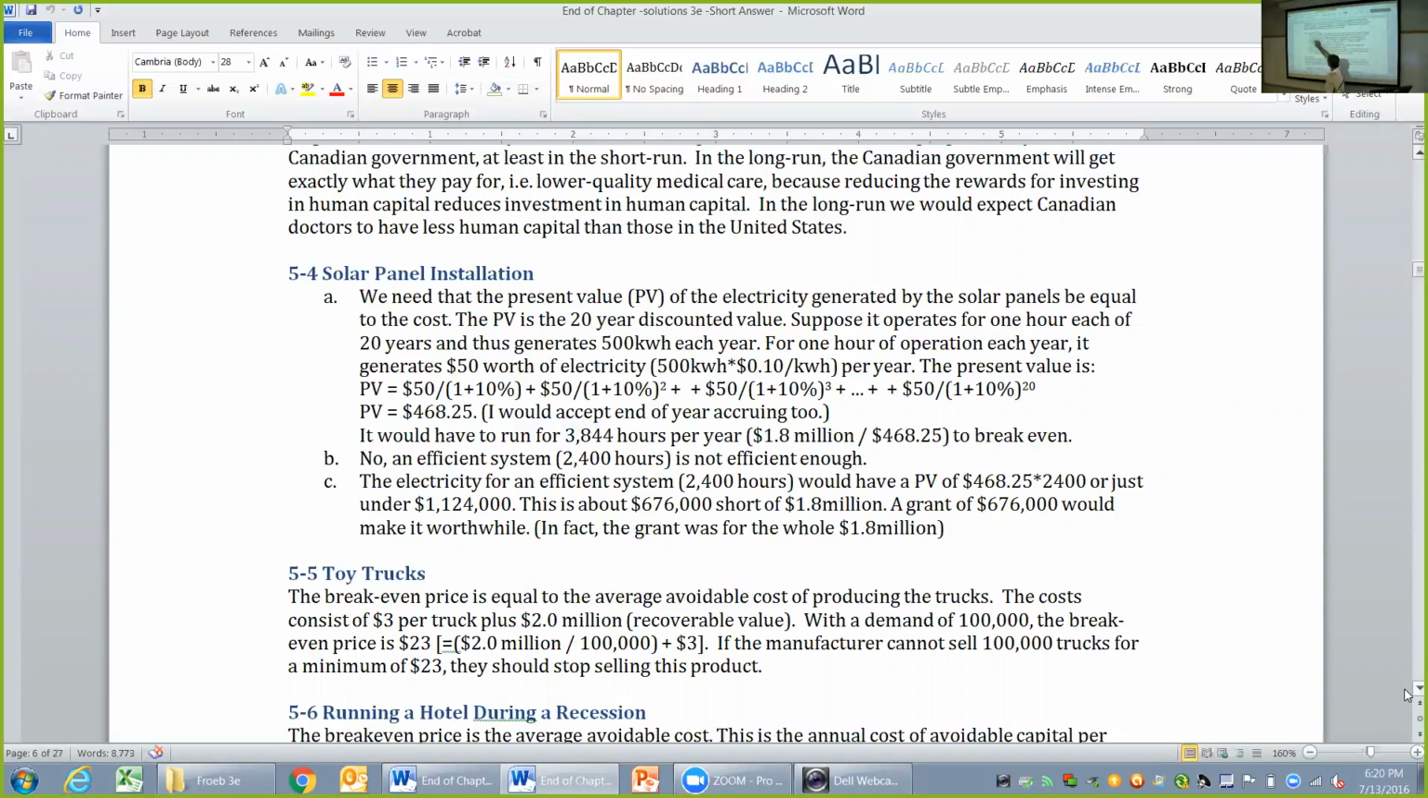You have to calculate, I think Kevin maybe asked this earlier, is there any way to simplify this? The answer is no. You pretty much have to do each calculation separately. You add them all up, and that number should be $468.25. So let me pause there for a second.